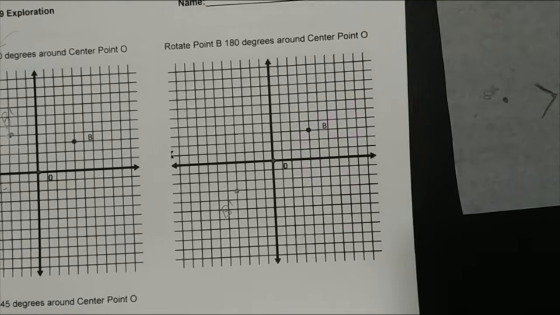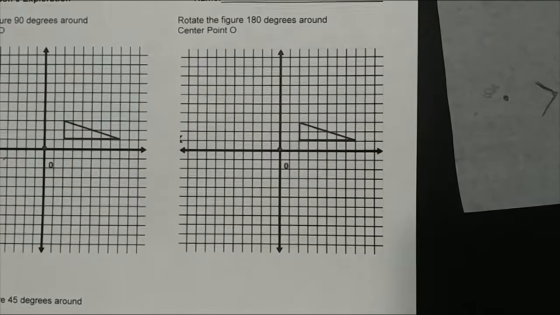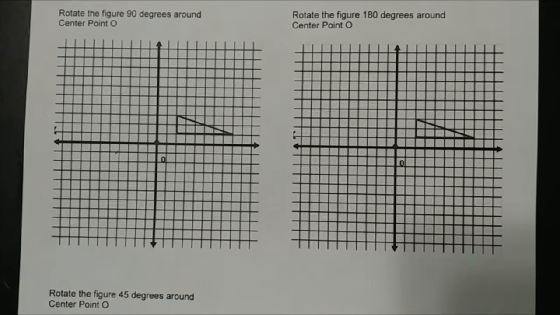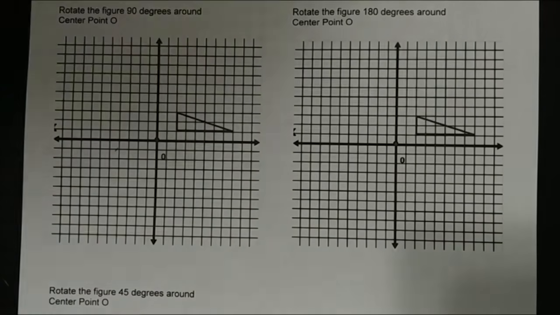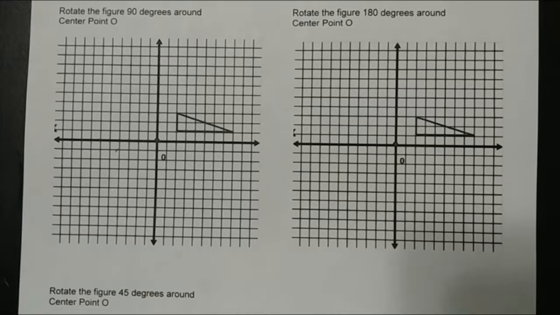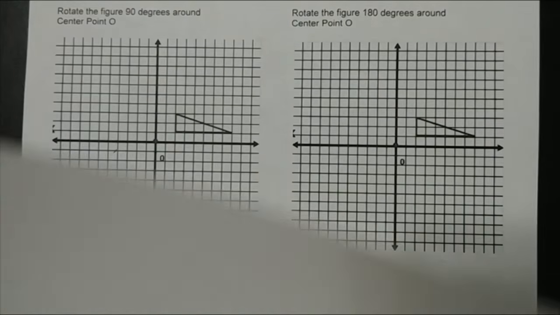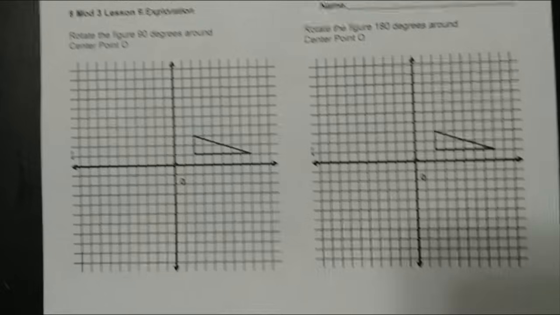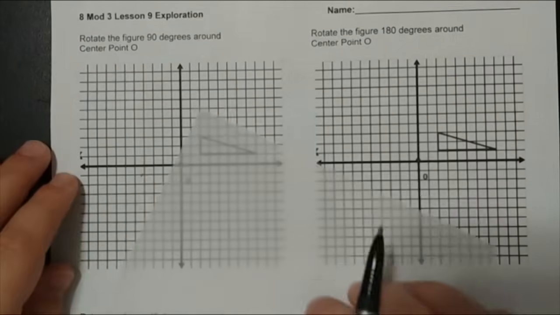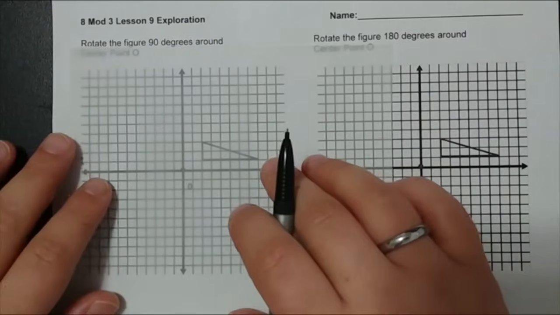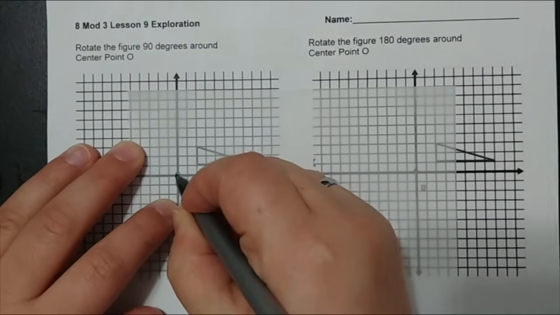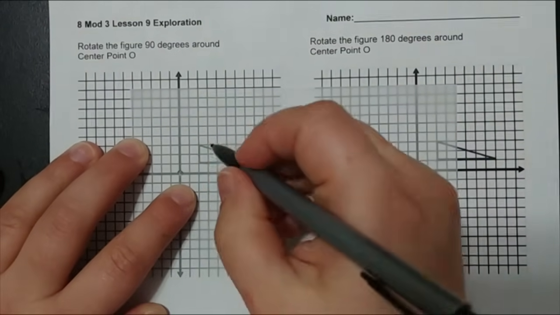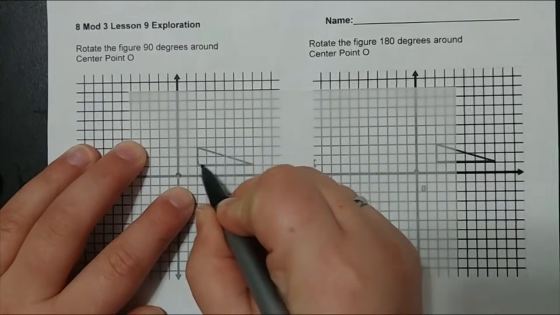Now, let's do some rotation of figures, which is a little bit more tricky. So we're still going to be rotating 90 degrees, 45 degrees, and 180 degrees. The only difference is now we have a triangle. So I got my new patty paper, nice and clean. Okay, and we are going to start rotating. So we take our patty paper, place it over our center point, mark it, place it over our figure, in this case the big triangle.